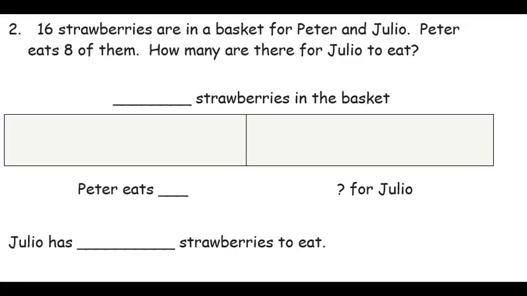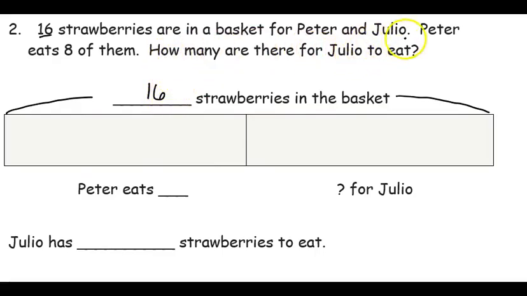This one says 16 strawberries are in a basket for Peter and Julio. Peter eats 8 of them. How many are there for Julio to eat? So again, we have a tape, and from one end of the tape to the other would show us all of the strawberries. Well, since they started with 16 strawberries, we'll fill that in on the blank. So I know that both sides of my tape together need to equal 16.